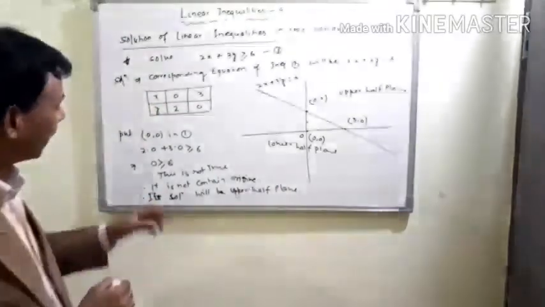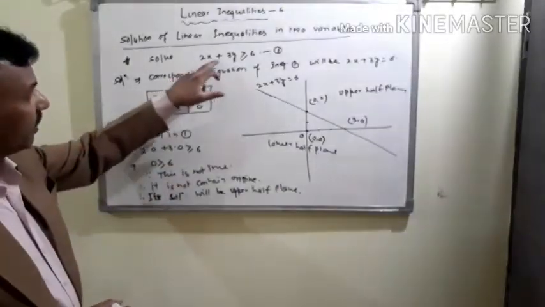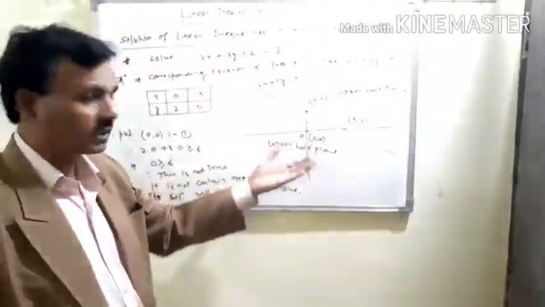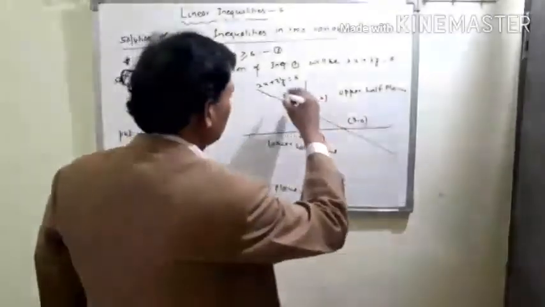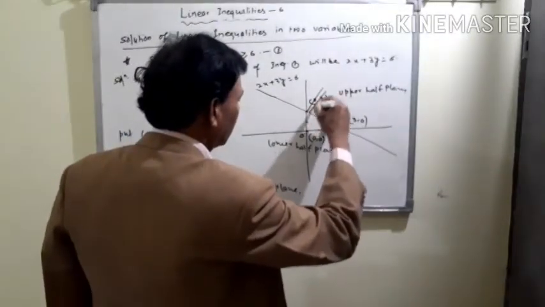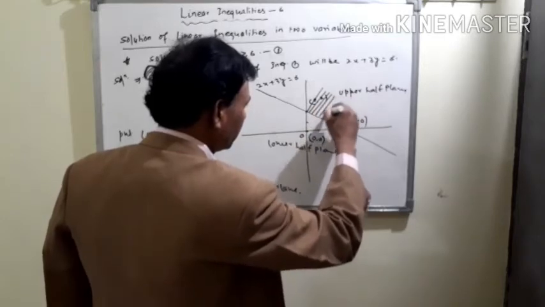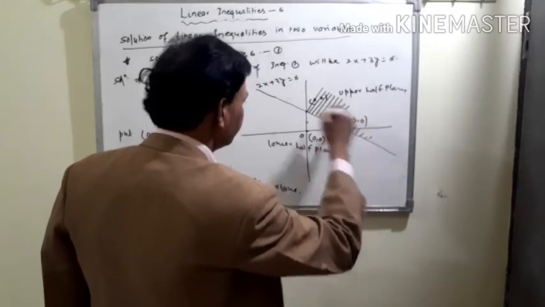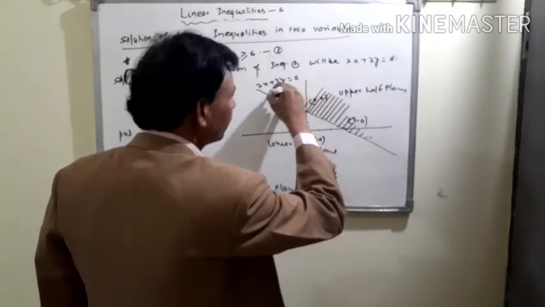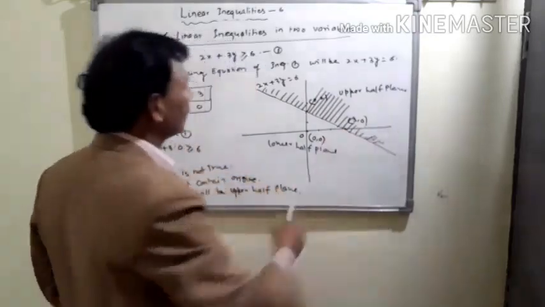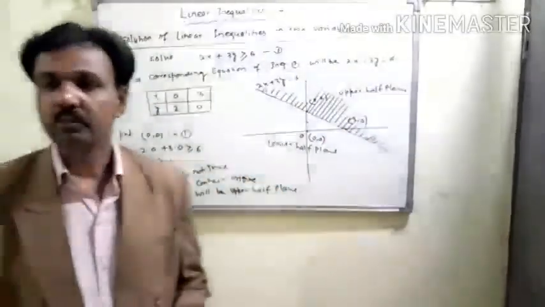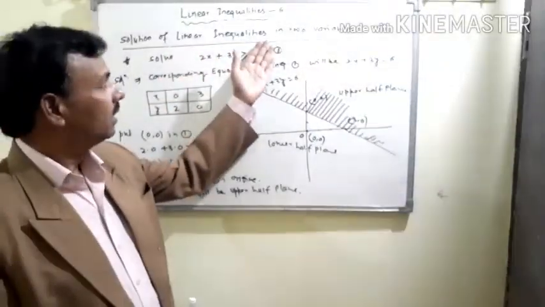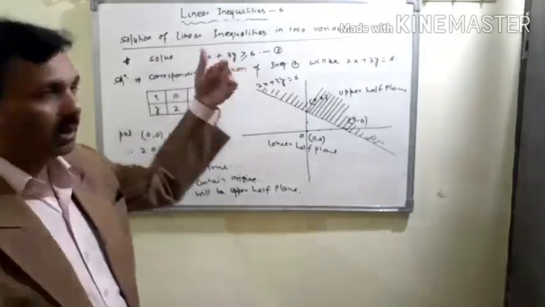But if the statement were satisfied, then the solution would be the lower half plane, that means towards the origin. So the solution of this will be like this, and we shade this portion, and this is known as the solution of these inequalities. Now in the next video we will discuss the solution of a system of linear inequalities.